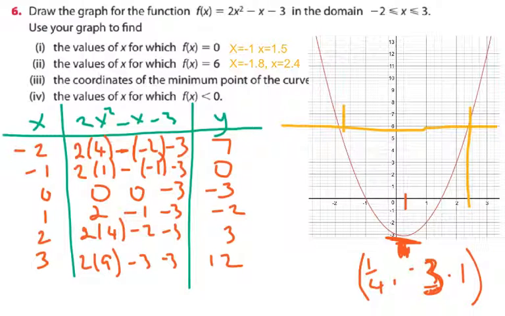And finally, the values for x for which f of x is less than 0. So where is this function less than 0? Well, it's less than 0 down here. So this part of the curve is less than 0. So the values for x for which it is less than 0 are x between minus 1 and 1.5. The way you write that, I'll do it up here: the function is negative between minus 1 and 1.5. So x is greater than minus 1 and x is less than 1.5.